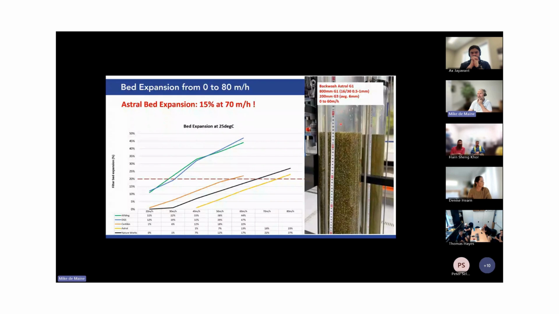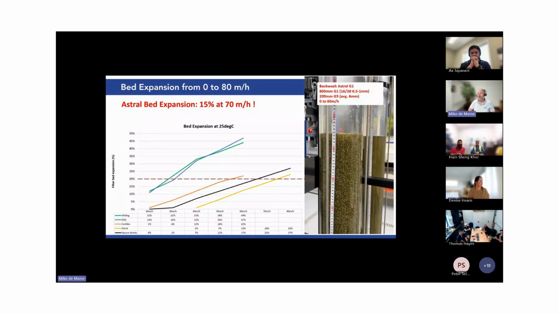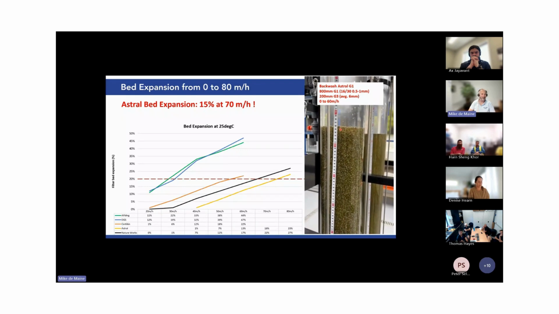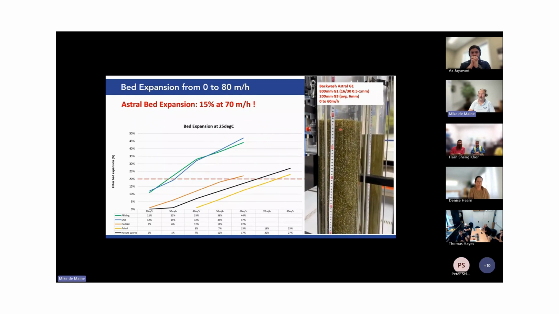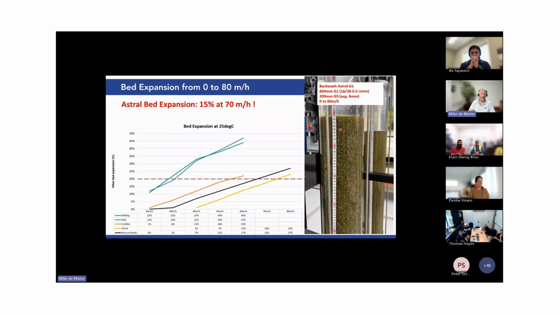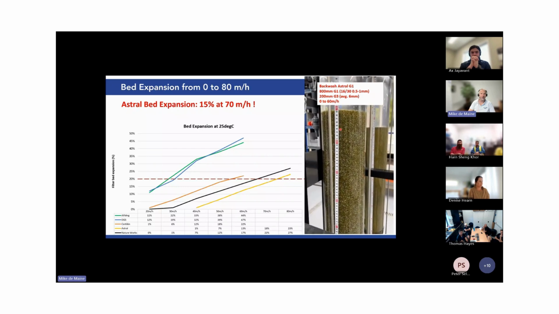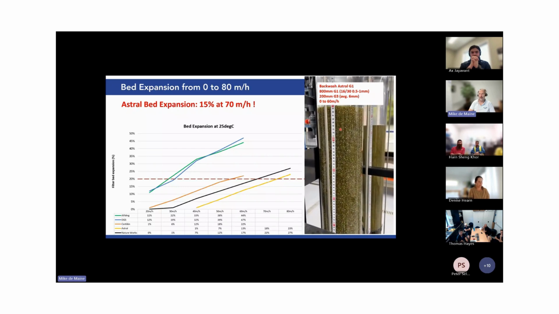So the German DIN standard, while this video is going, recommends 15% bed expansion as a general rule. Again, we recommend 20% bed expansion because of our experience in many different applications from around the world. By doing that, you'll ensure that your filter is totally clean.